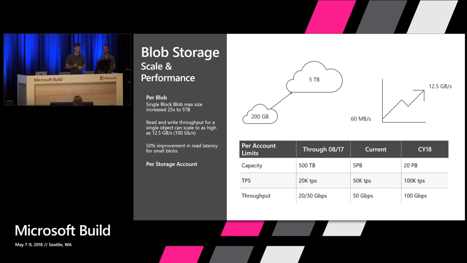In this calendar year, we are going towards 20 petabytes capacity in a single storage account, 100K TPS, and 100 Gbps ingress and egress. As I said before, with the improvements that we made to enable single object read and write throughput to scale up to account limits, that means 100 Gbps read and write throughput for a single object.